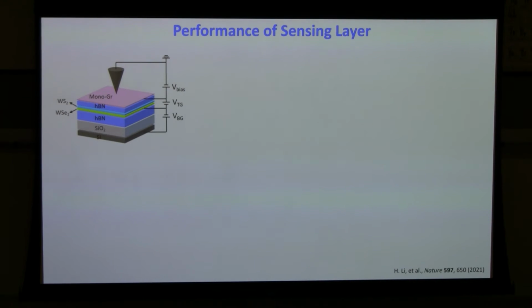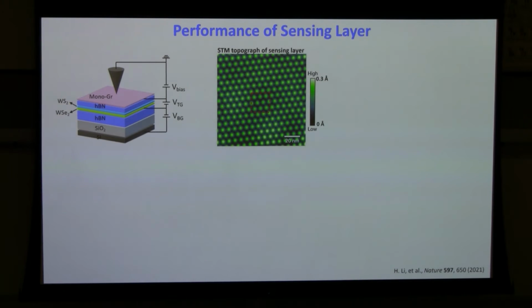So here's a picture of the device. Not a picture, but a more detailed cartoon. You can see how we have our moire hetero bilayer here, and we've sandwiched it between boron nitride on top and bottom. We have our doped silicon backgate. We have our sensing layer of graphene on top. So the first thing we did was to take an STM topograph of that top layer of graphene, and this is what we saw. That's the moire pattern of the underlying moire hetero bilayer.